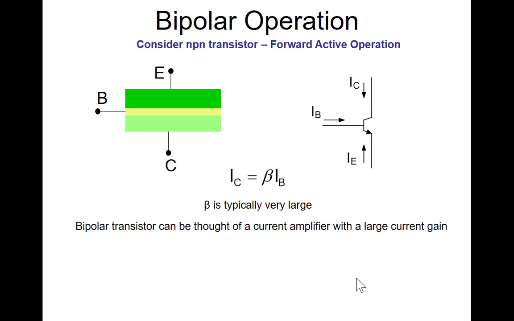So the MOS transistor is inherently a transconductance amplifier because the output current is controlled by the input voltage. The bipolar transistor is inherently a current amplifier.